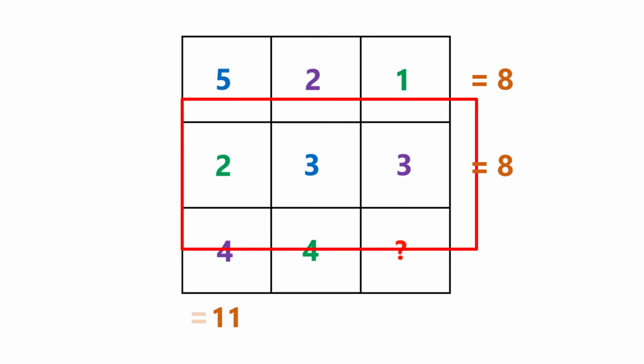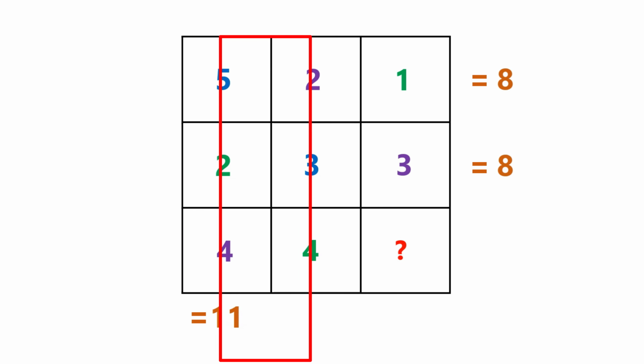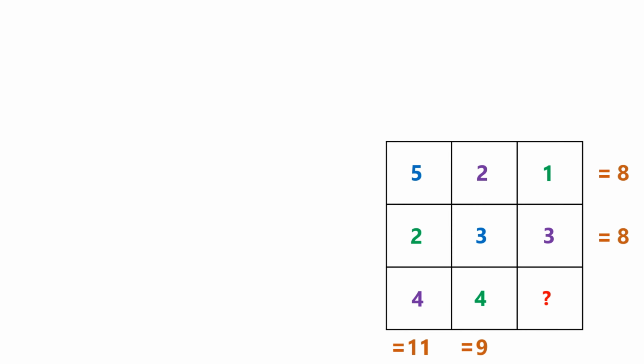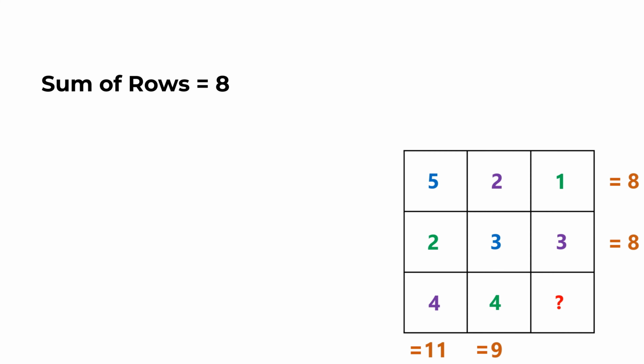5 plus 2 plus 4 equals 11. 2 plus 3 plus 4 equals 9. So there is no pattern. In this case, we can relatively simply use the pattern from the rows. This would allow us to calculate the 3rd row.